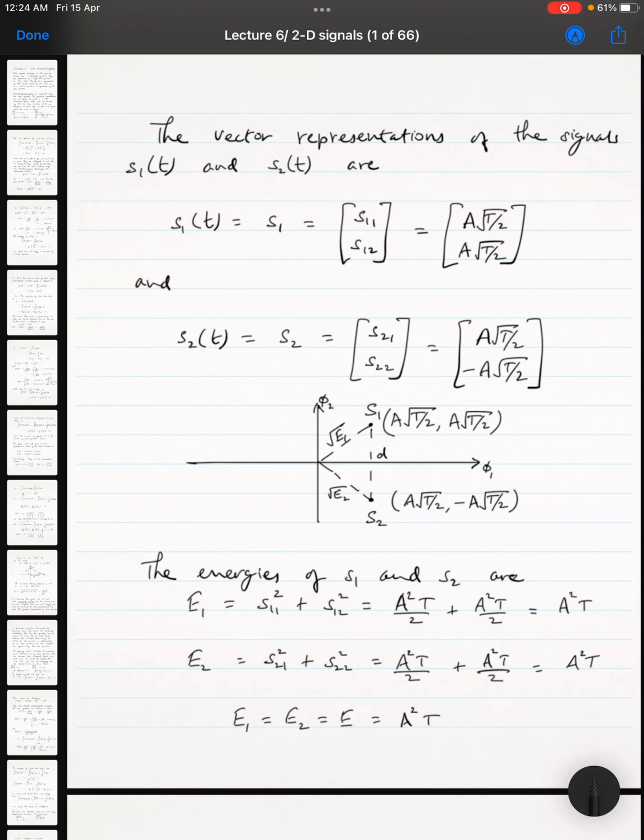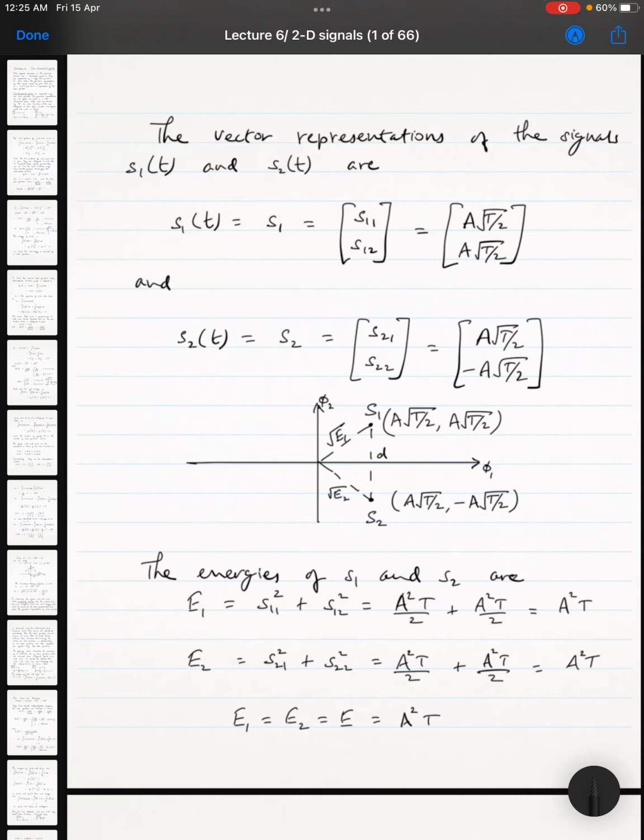So if you compute the energy of this signal, it will be the square of this term plus the square of this term, right? It will be A squared T by 2 plus A squared T by 2. That will be equal to A squared T, which is the energy of the signal S1. Similarly, the energy of the signal S2 is also A squared T. So even though we are representing the signal using a different set of basis functions and we get a different representation in the vector space, the energies are still the same. That means the energy property of the signal is preserved, which should be the case, because irrespective of how we represent the signal, the energy should not change, right?